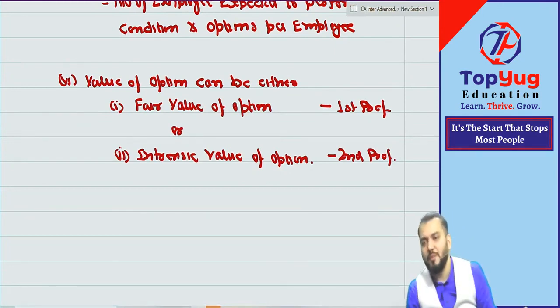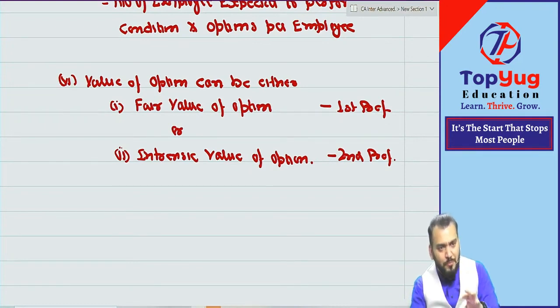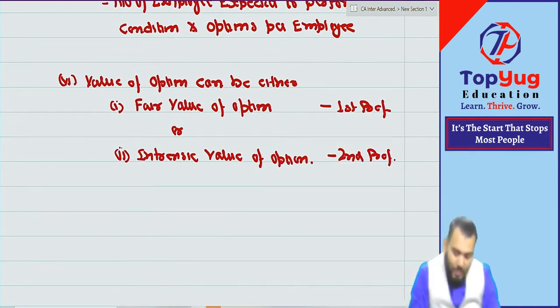From my point of view, you have understood intrinsic value of option. We have not yet discussed fair value of option. So give me some time, we'll discuss fair value of options also. Till then, don't think about fair value right now. Okay?